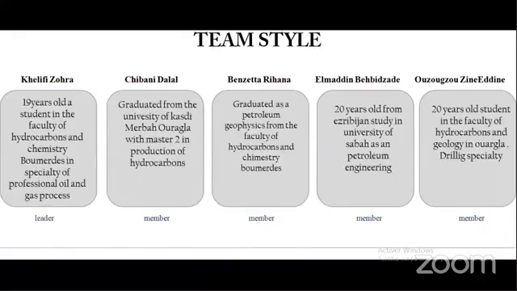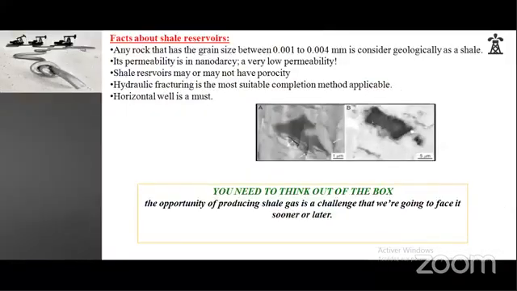A fact about shale reservoirs: any rock that has a grain size of 0.001 to 0.004 millimeters is considered geologically as a shale. Its permeability is a nanodarcy, a very low permeability. A shale reservoir may or may not have porosity. Hydraulic fracturing is the most suitable completion method applicable. A horizontal well is a must. You need to think out of the box.